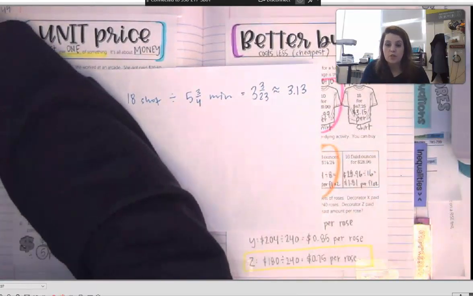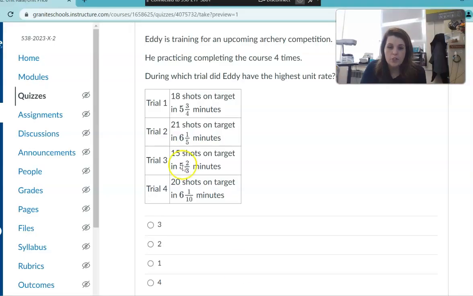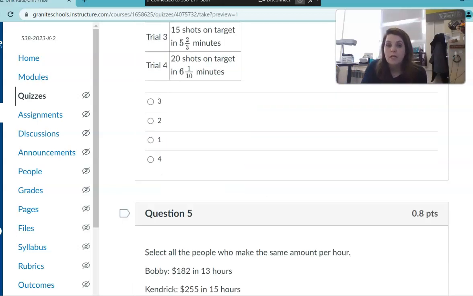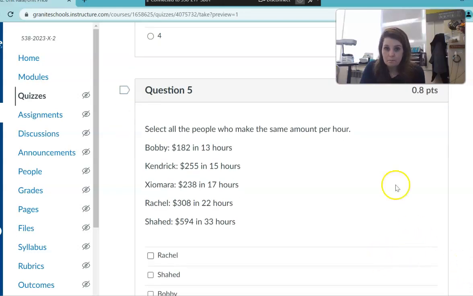The question wants to know at which one did he have the highest unit rate, so you're looking for the biggest number. So you just compare those numbers like they're money. Even though it's the targets he makes in a minute, he makes 3.13 shots on target in a minute. Just think about it like it's money and use the idea of money to decide which one has the highest shots per minute. And then our last one, once again, gives us the order that we can go in.